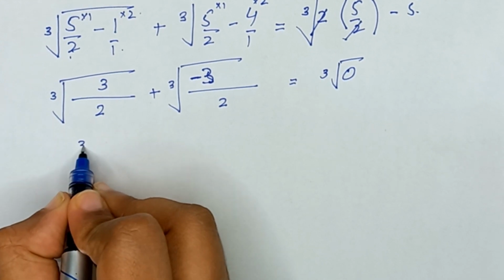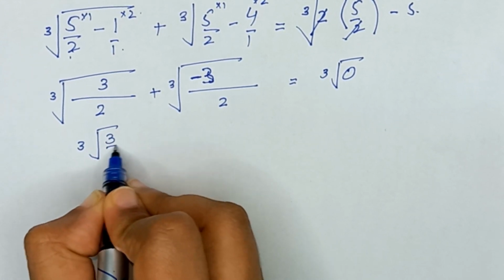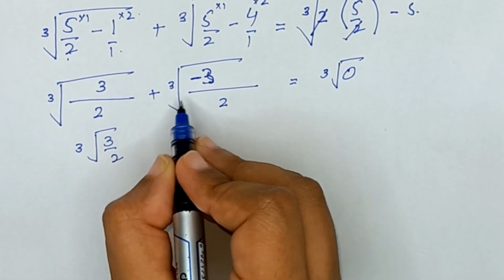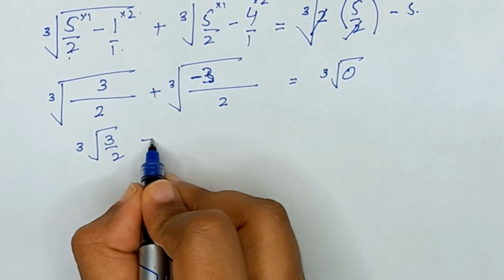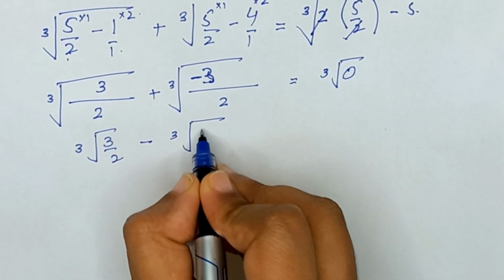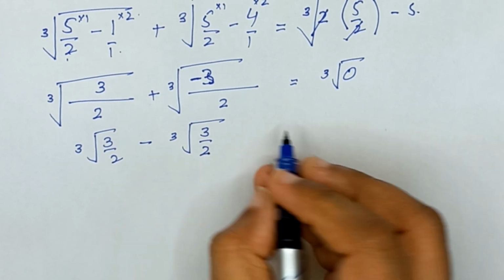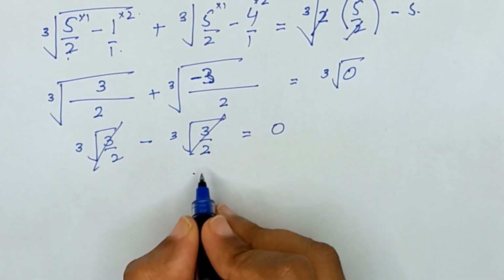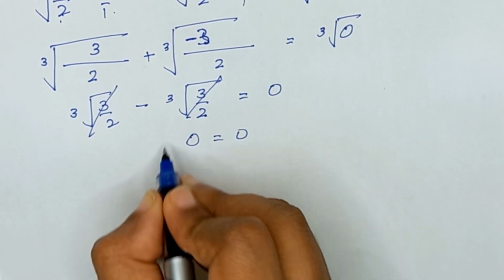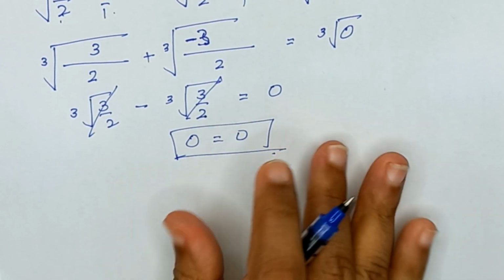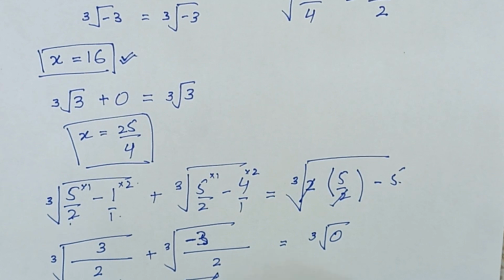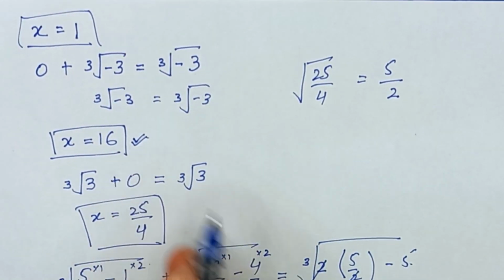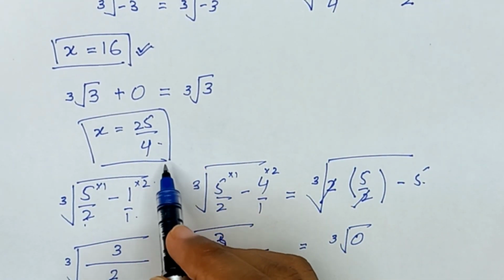So here we have cube root of 3 divided by 2. We'll take this negative sign out of the cube root. So it will become minus cube root of 3 divided by 2, which is equal to 0. So it will be cancelled out. So 0 will be equal to 0. Both sides are equal again. It means all these three solutions, which are x is equal to 1, 16 and 25 divided by 4, satisfy our given equation.